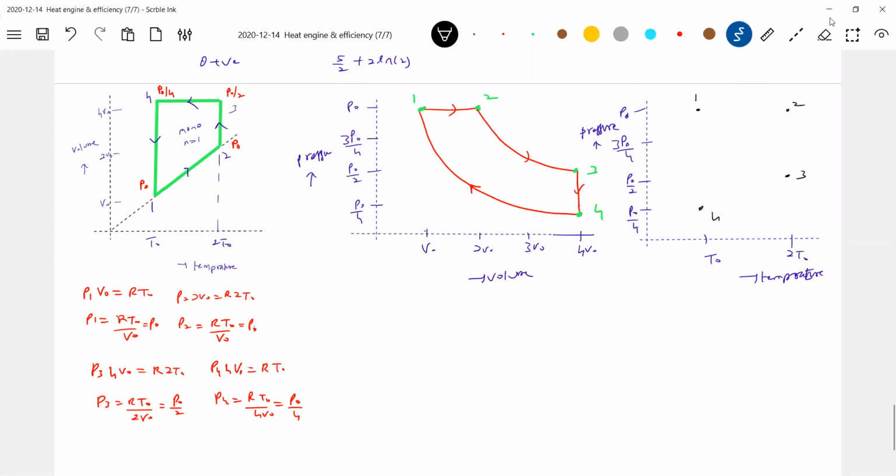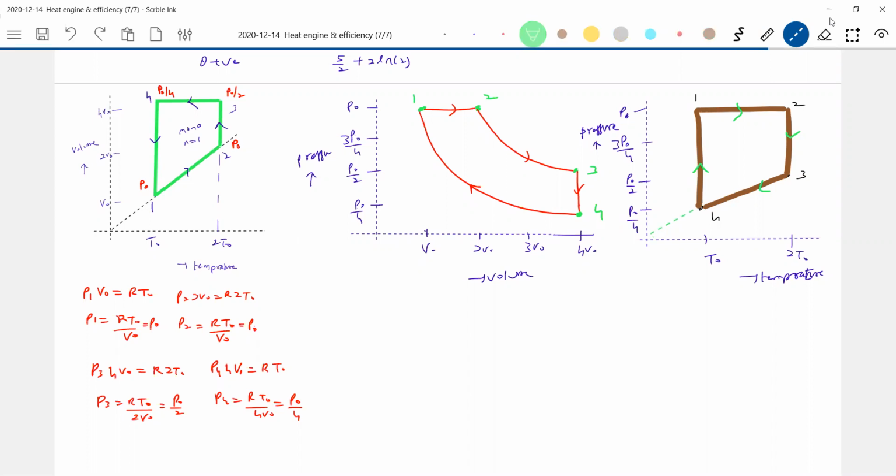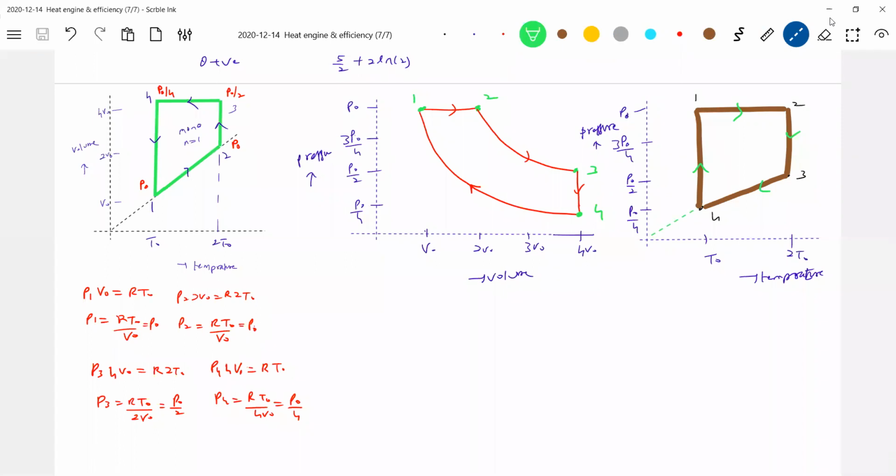Okay, we have to plot the equivalent curve. 1, 2, 2, 3, 3, 4. This one. 3, 4 should be a straight line passing through the origin. That should be the condition. Okay, you see now what you have in front of you? The pressure versus temperature graph here.